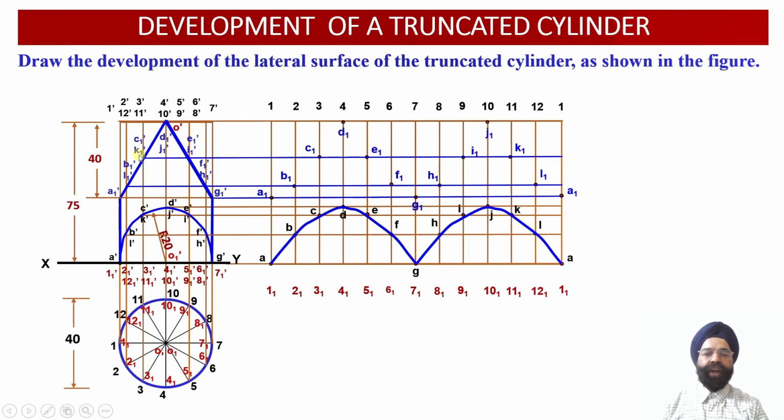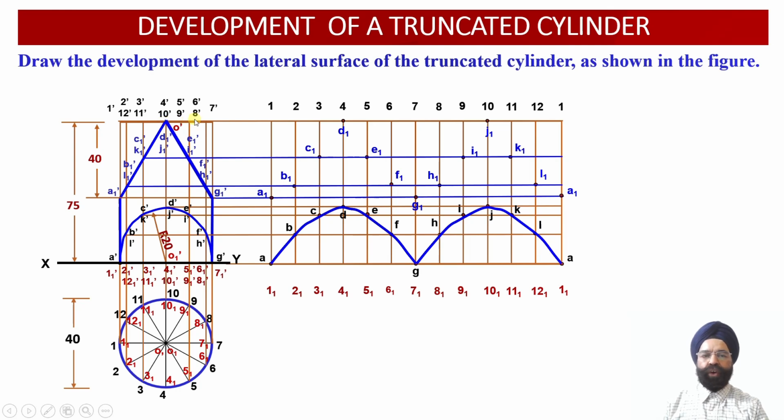Now the next points of intersection we have got happen to be D1 dash and J1 dash. They will be lying at the top center location over here. D1 dash lies at the top face of the cylinder corresponding to the vertical generator 4 dash, 4 1 dash, whereas J1 dash also lies at the top face of the cylinder, corresponding to the intersection of the auxiliary inclined plane with the vertical generator 10 dash, 10 1 dash over here.